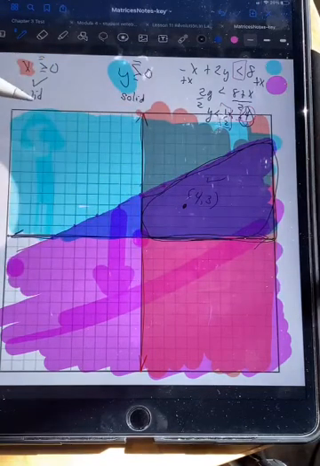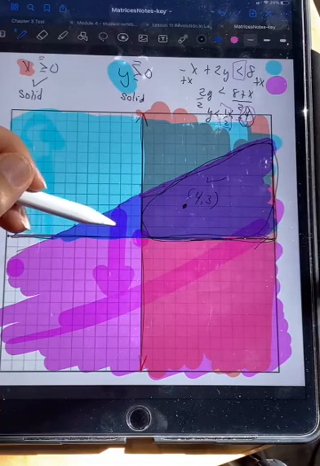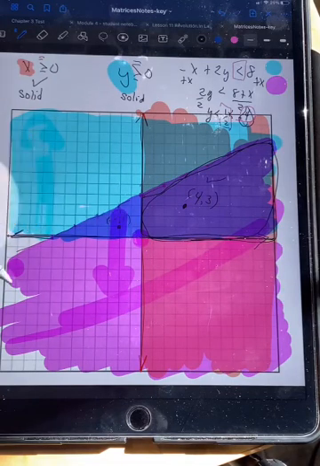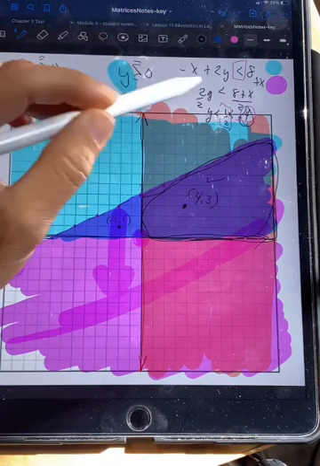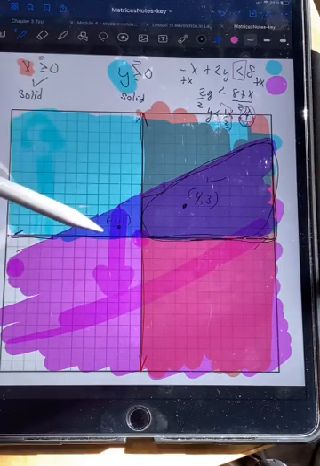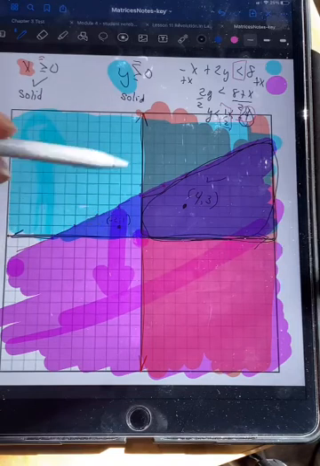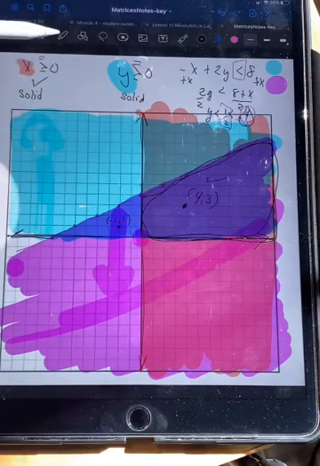If they said, is (-2, 1), right here, (-2, 1) a solution, we would have to say no. Because while (-2, 1) is a solution for 2 of the equations, it is not a solution for the third equation. So it lies in the overlap of 2 of them, but it doesn't lie in all 3 of them. So it would not be a solution for all 3 of them.